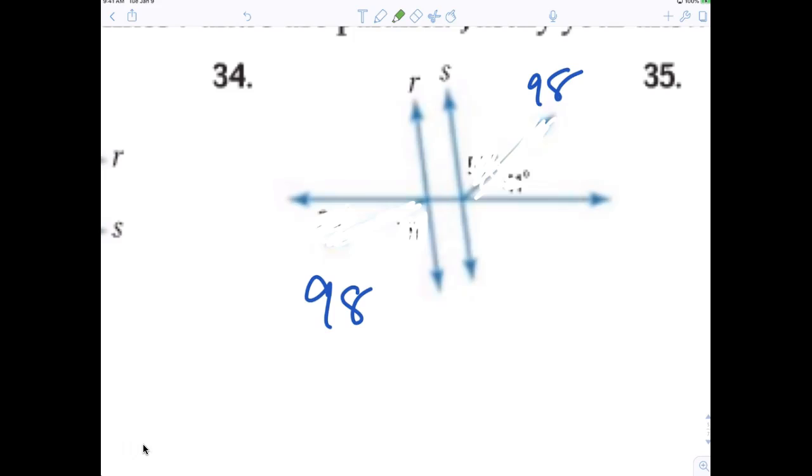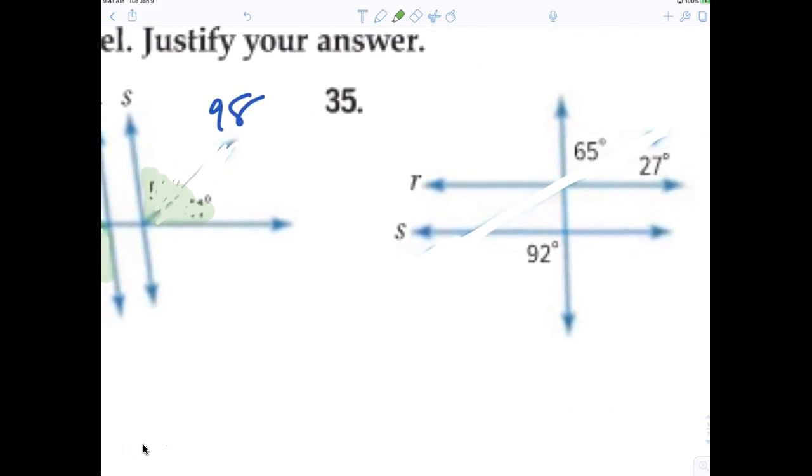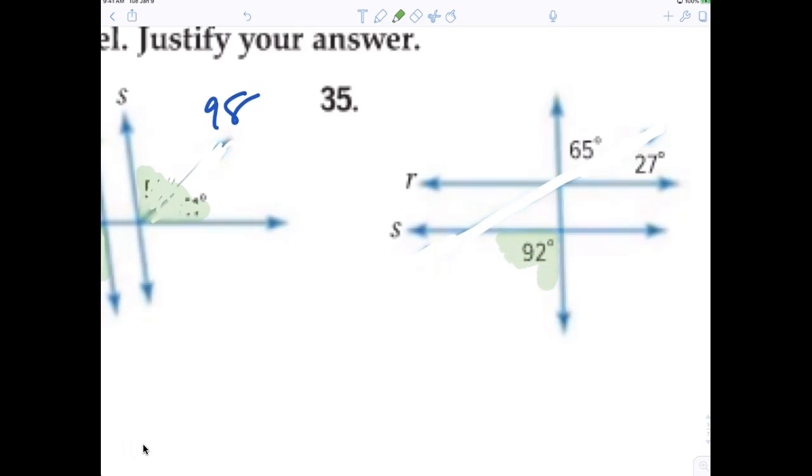34 is alternate exterior angle because, again, we're looking at this exterior and this exterior. And it's the same thing for 34. Yeah, it's kind of the same problem, actually. This is an exterior, and this is an exterior. See what I mean?